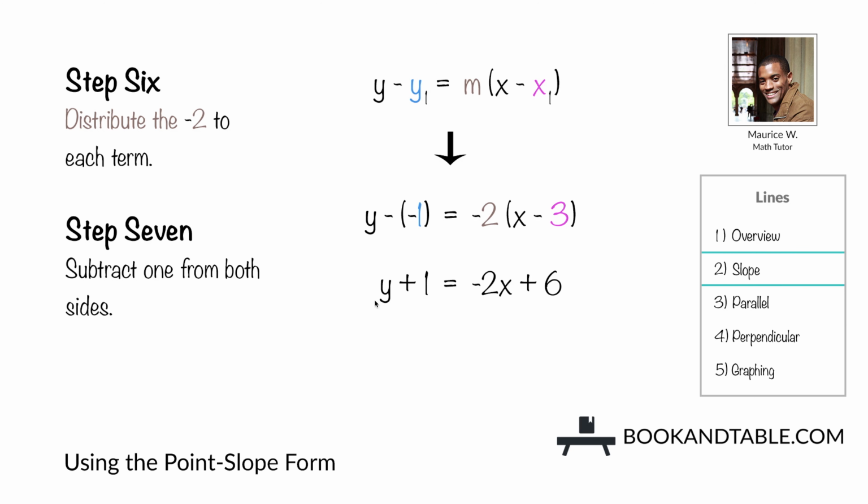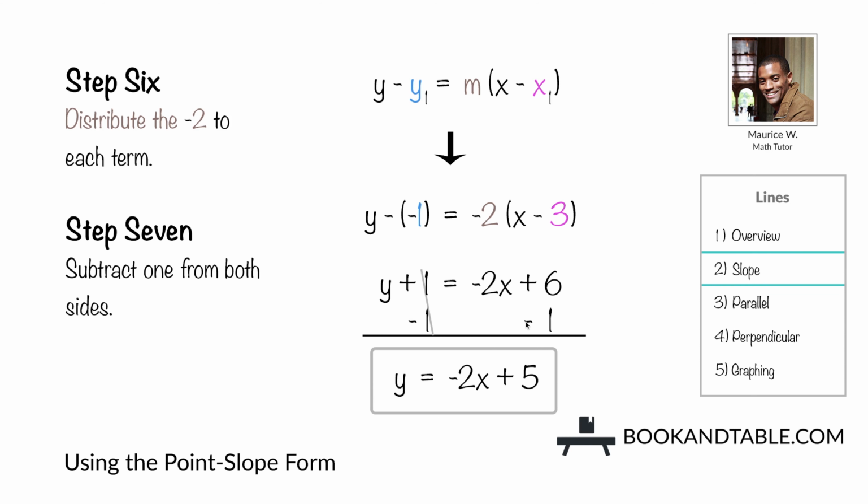And to isolate y, step 7, we subtract 1 from both sides, giving us y is equal to -2x. 6 minus 1 is 5. So we wind up with the equation y is equal to -2x plus 5. This is when we use the first point. We can plug in the second point with the same slope, and we'll still wind up with -2x plus 5.